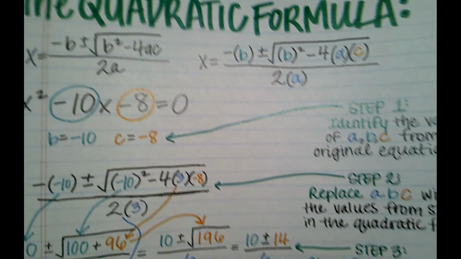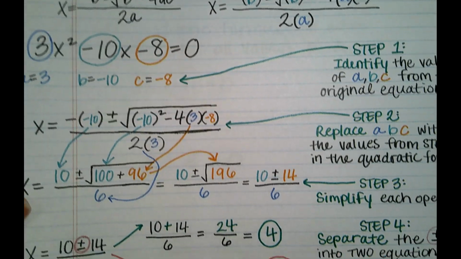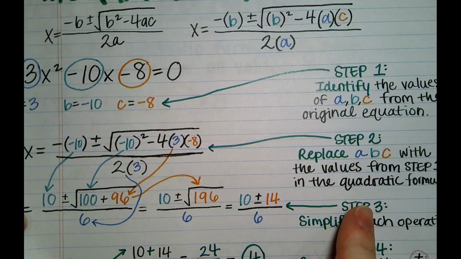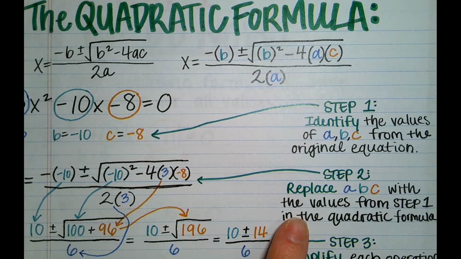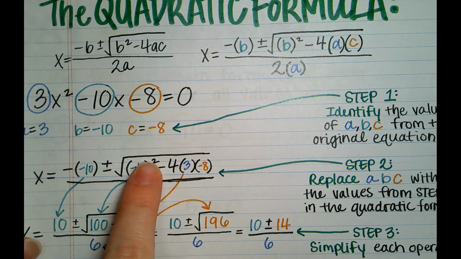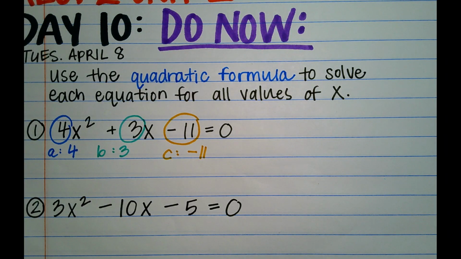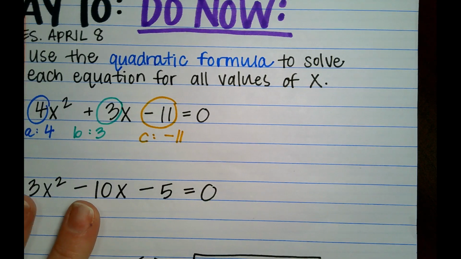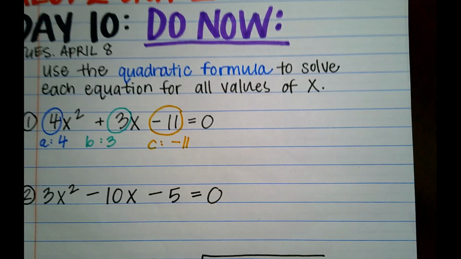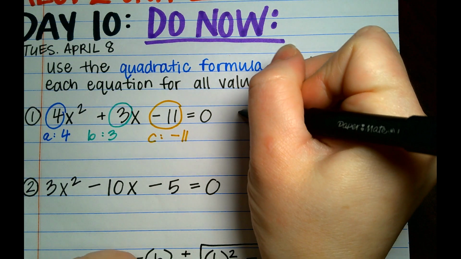Now we'll look at step 2. Just like here, we identified A, B, and C. Now we want to use that quadratic formula, and we're going to replace A, B, and C with the values that we just identified. So I'm going to start by writing out the formula, but giving myself some blank spaces to fill in. So let's see.